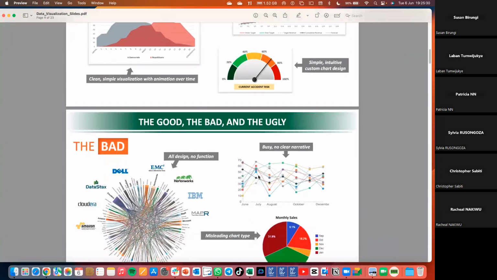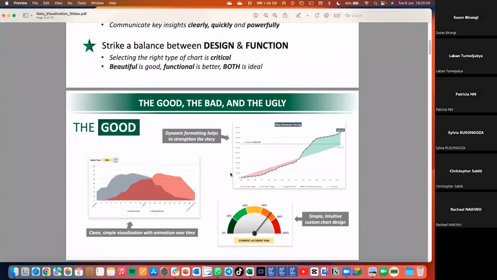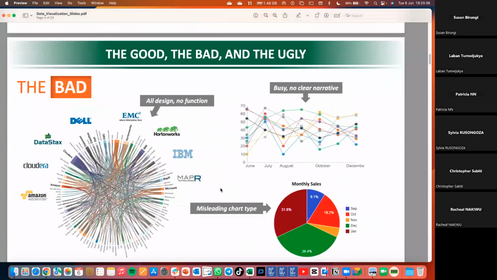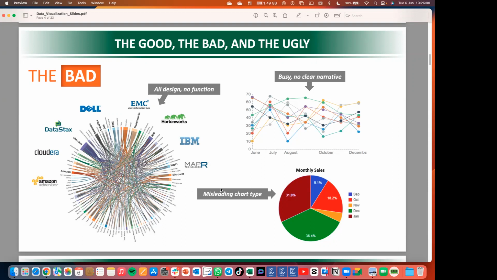Then we move now to the bad. You know, this was the good. Now, what is the bad? Look at the bad. There is this chart, this person was presenting the tech companies. Now we can't tell whether he was presenting the revenue or their sales or the way they have penetrated the market globally. No one can tell. It looks not beautiful, it is just confusing. I tell you the truth, your audience is going to turn their eyes to their phones and leave you presenting.